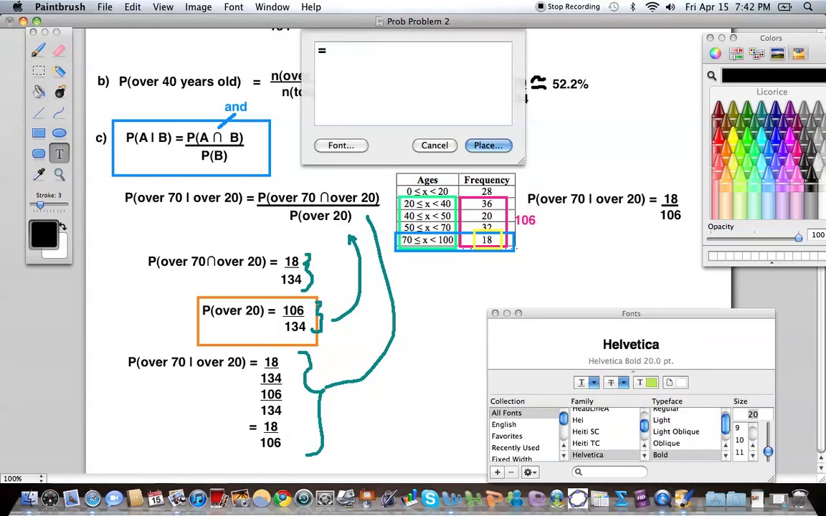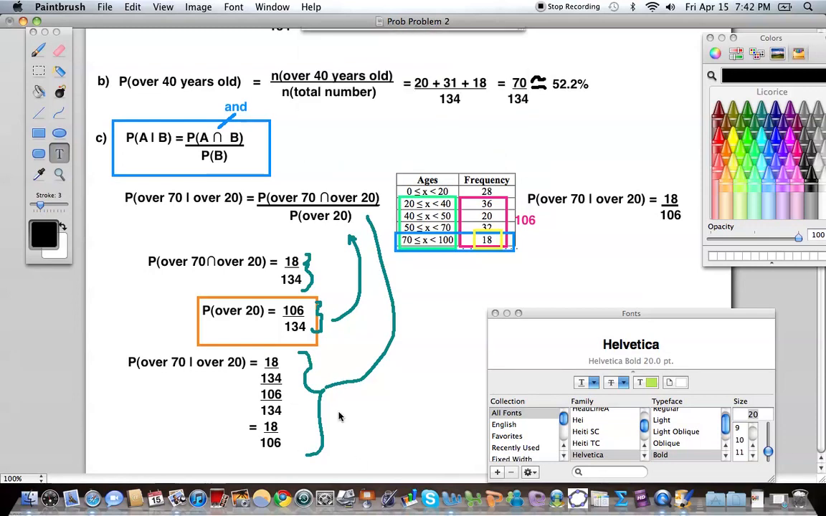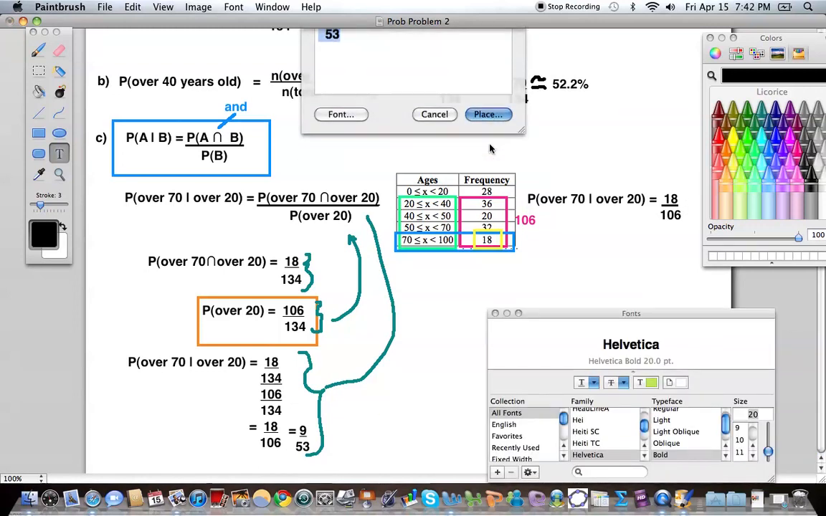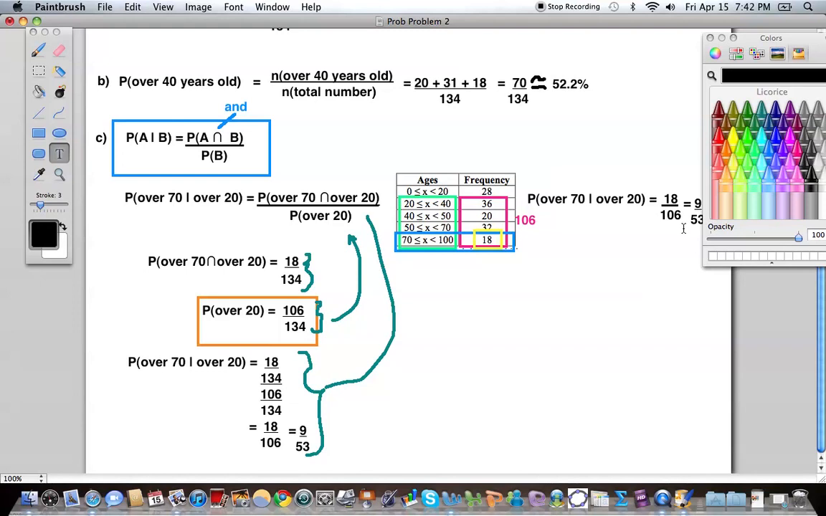Again, on your test, any quizzes, it's important that you reduce these fractions. So this is equal to 9 divided by 53. You can either leave it in fractions, you can put it in decimals, or you can write it out as a percent. All 3 ways are valid.